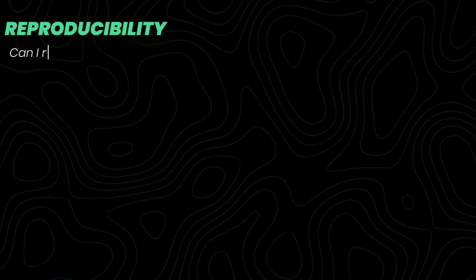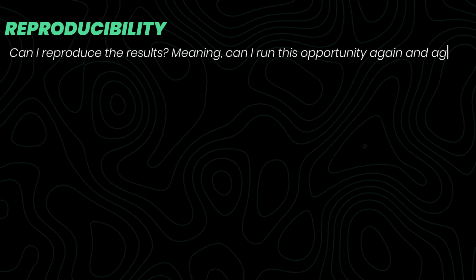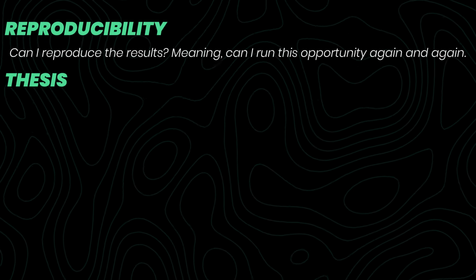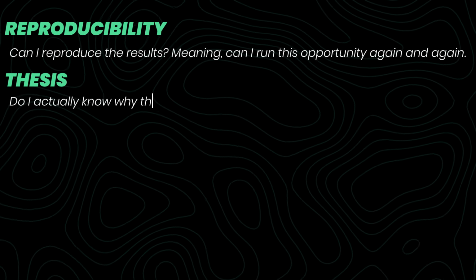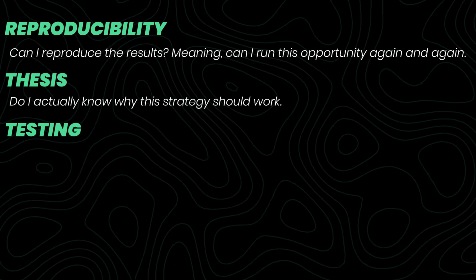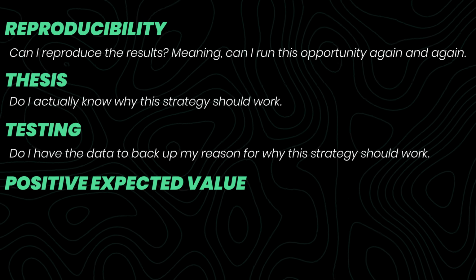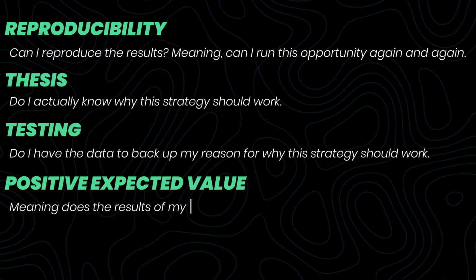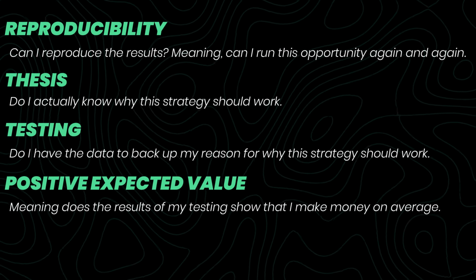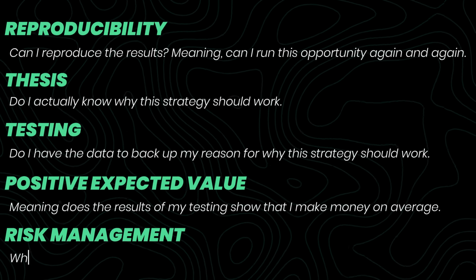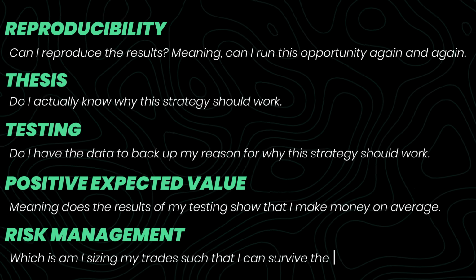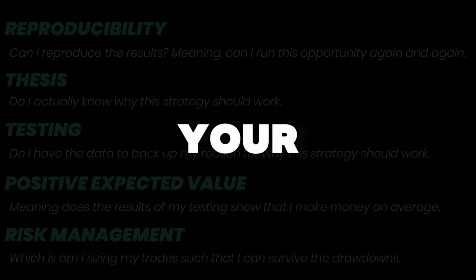All right, so let's recap the checklist together. When you are building a strategy, the first thing you need to think about is, can I reproduce the results? Meaning, can I run this opportunity again and again? Number 2 is to test your thesis. Do I actually know why this strategy should work? Number 3 is testing, which is, do I have the data to back up my reason for why this strategy should work? Number 4 is positive expected value, meaning, do the results of my testing show that I make money on average? And number 5 is risk management, which is, am I sizing my trades such that I can survive the drawdowns? If your strategy checks all 5 of these boxes, then you've got something real.